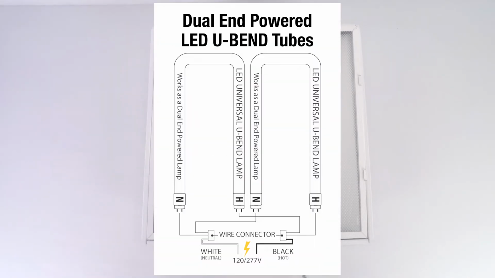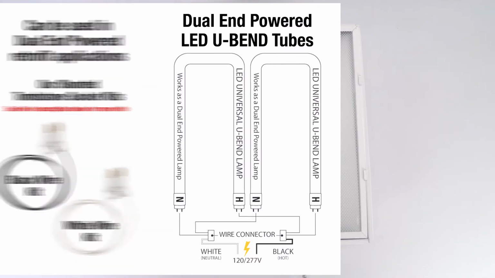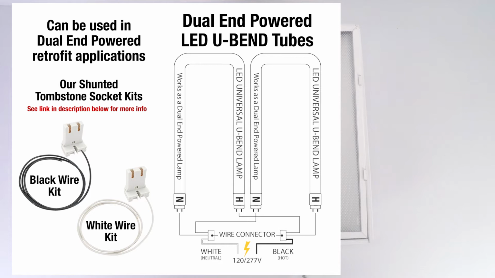And third, the dual end fed LED retrofit. And this is where we're using a shunted socket. It's part of our kit. Each socket has either a white or a black wire coming to the socket, not both, just one or the other, hot or neutral. And we're going to show you how that works and how to put them in. But for now, here's a quick drawing of that.